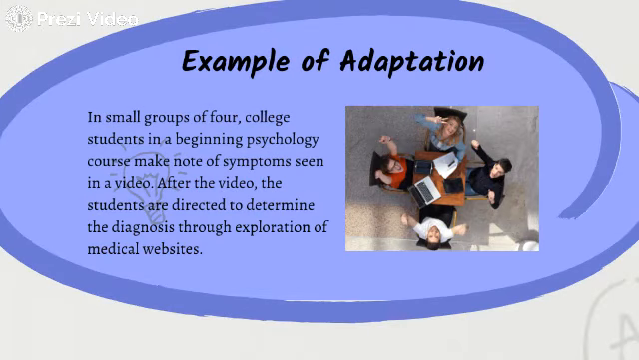An example of adaptation is in small groups of 4, college students in the beginning psychology course make note of symptoms seen in the video. After the video, the students are directed to determine the diagnosis through the exploration of medical websites.